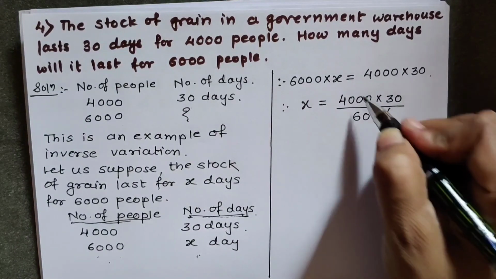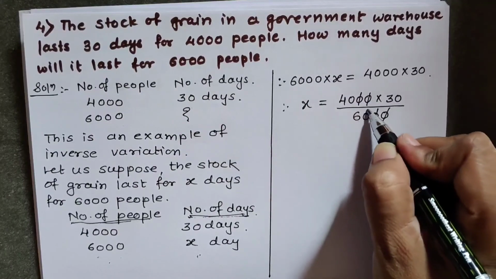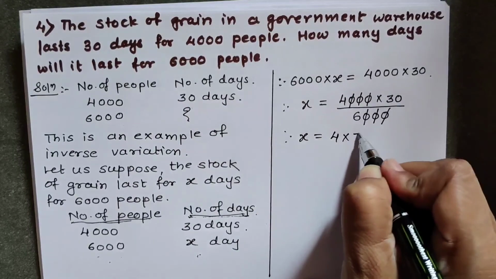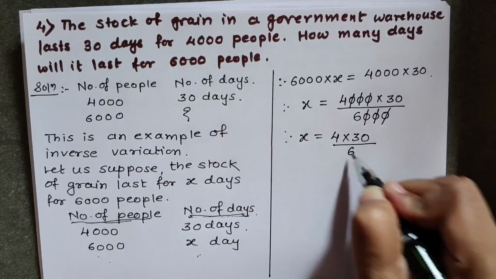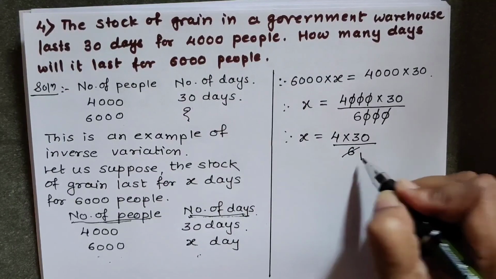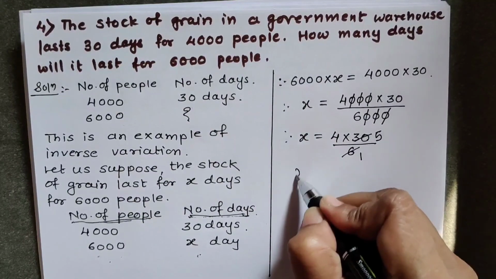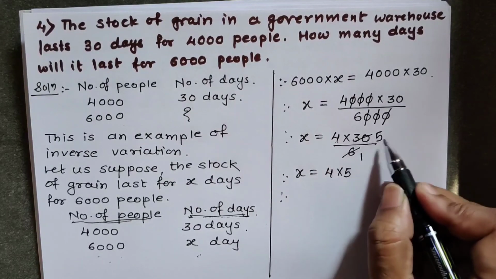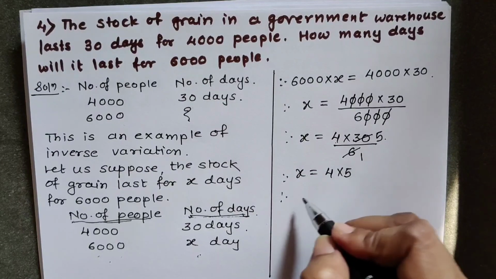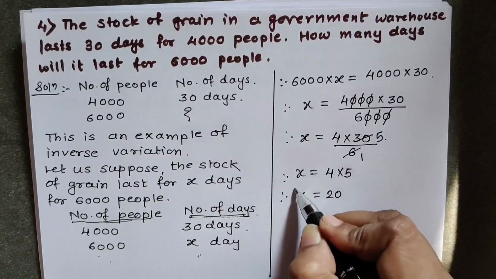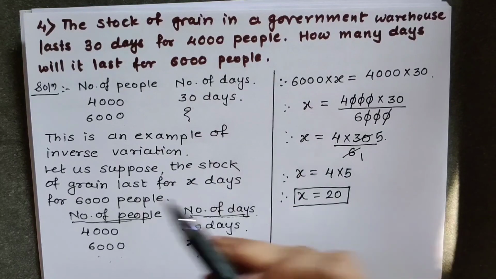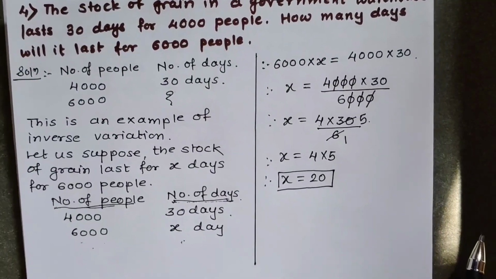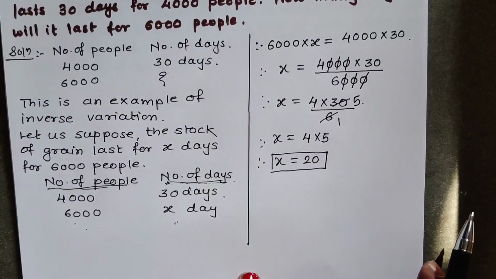I am going to cancel 1 0 with 1 0, second 0 with second 0, third 0 with third 0. Now what is remaining? X is equal to 4 multiplied by 30 upon 6. Now this 30 can be cancelled by 6. 6 1s are 6, 6 5s are 30. So X is equal to 4 multiplied by 5. So X is equal to 20. That means what? In 20 days 6,000 people can eat the stock of grain. So stock of grain will last for 20 days only for 6,000 people.